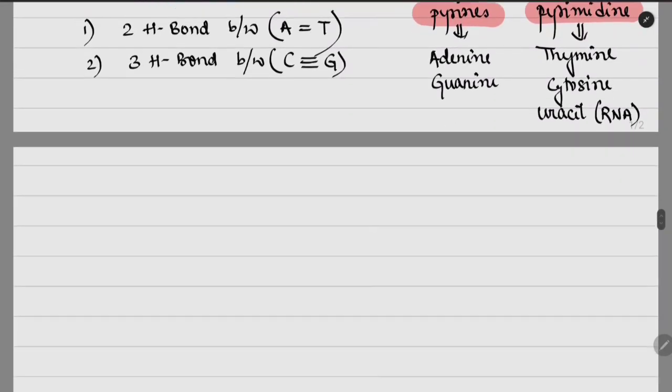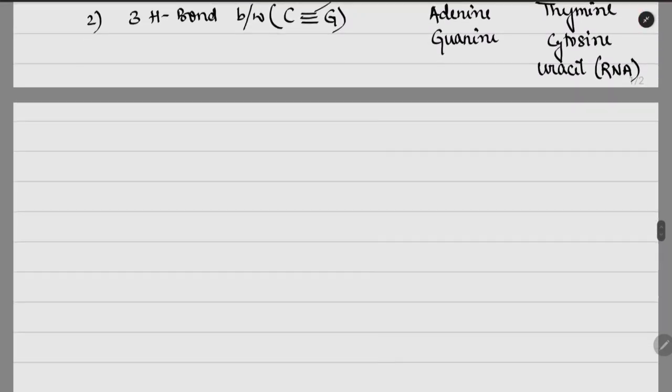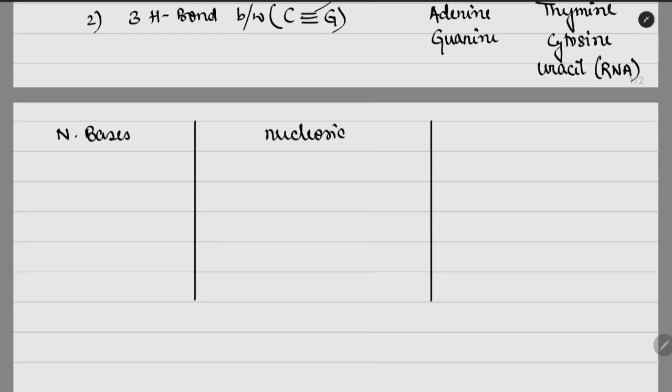Okay. Now there are some differences here. I will discuss it now. First make this table. One is the nitrogenous bases, one is the nucleoside, and one is the nucleotide.